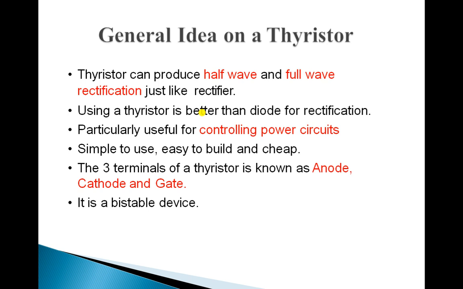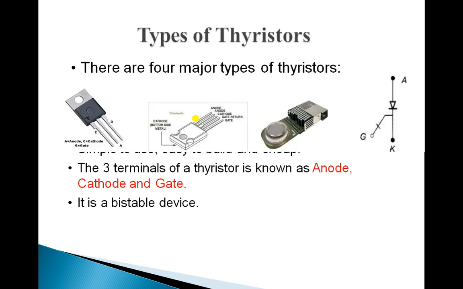We don't have any control over the output, but by replacing the diode with a thyristor, we will have control over the output, because a thyristor has a third terminal, the gate, which is a control terminal. So using a thyristor is better than a diode for rectification, particularly for controlling power circuits; it is simple to use, easy to build, and cheap. The 3 terminals of the thyristor are anode, cathode, and gate, and it is a bistable device.